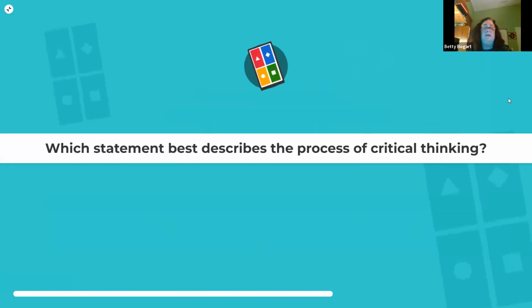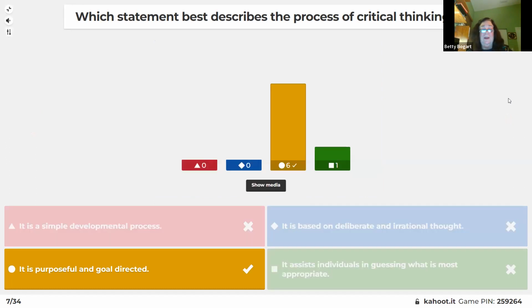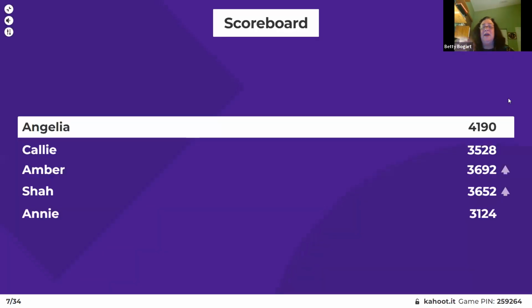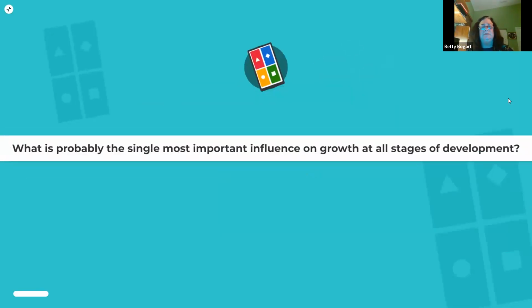Which statement best describes the process of critical thinking? You go into nursing school and they say you need to think critically, and you're like, gee, I don't know if I can do that. Well, you all go to the grocery store to make dinner, and you've checked your cabinets, know what you need, buy what you need, come home and make it. Isn't that critical thinking? Yes. And it's purposeful and it's goal directed. So if we can remember that, make it easy and stop thinking it's so hard, you'll do a lot better.